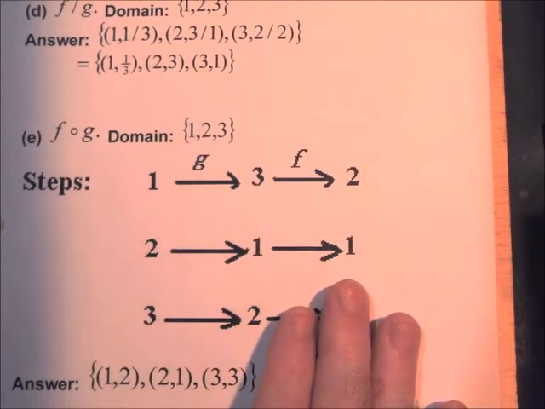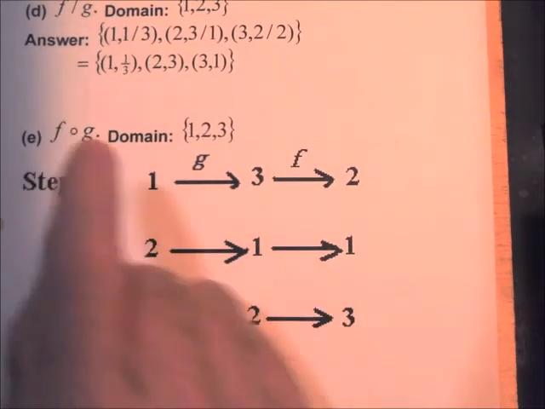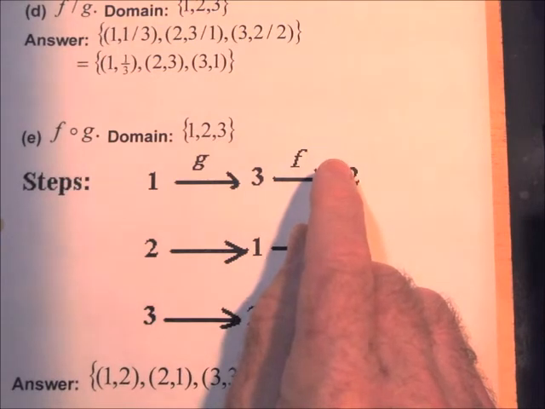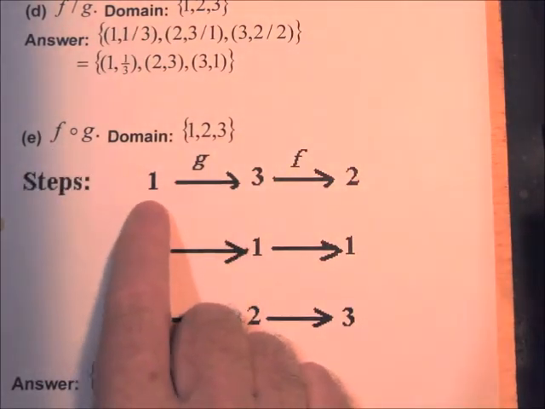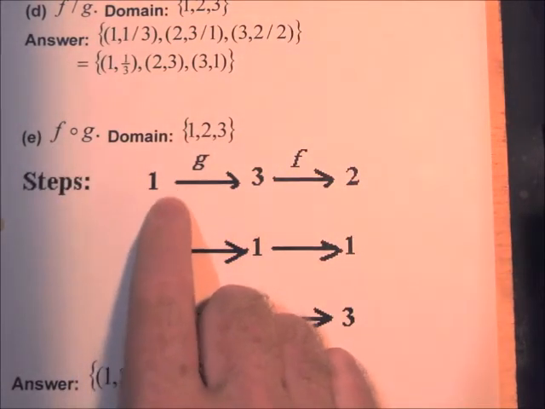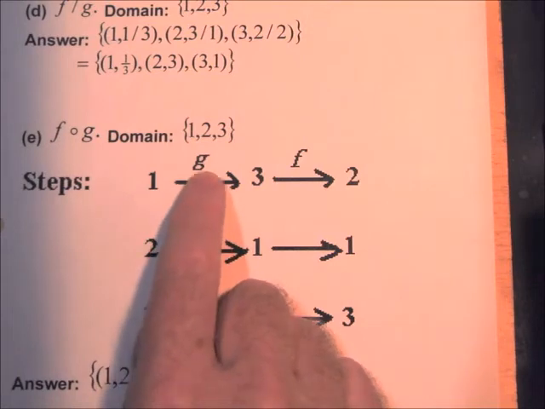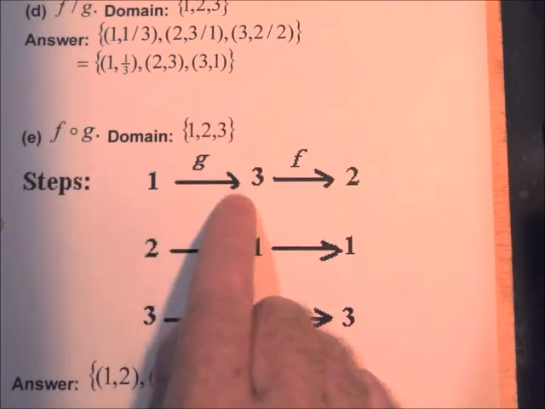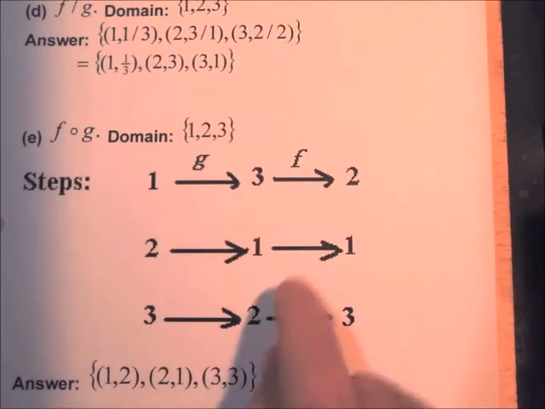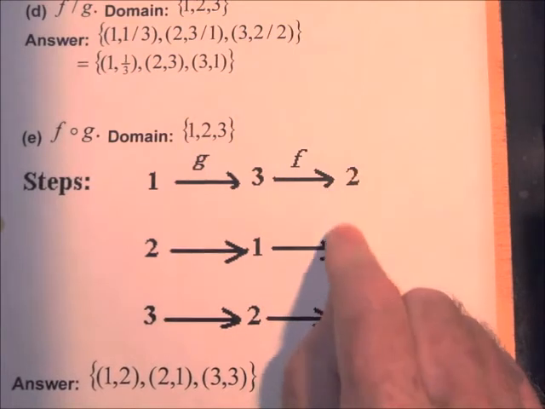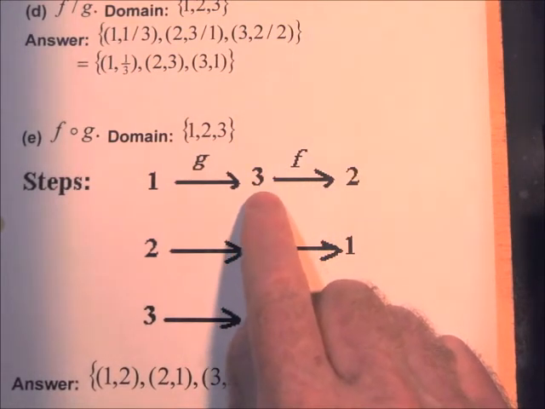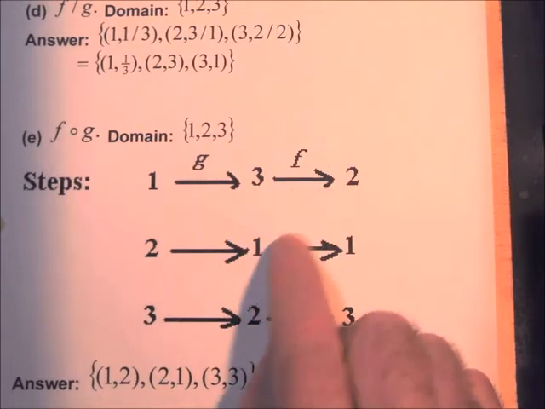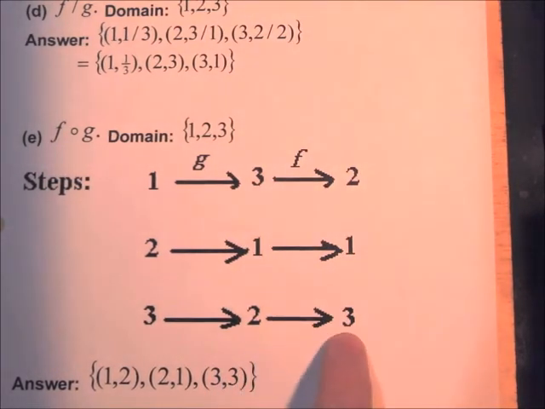Composition, f composed with g. So we want to do the second function first. The outputs for g become the inputs for f. So for the inputs 1, 2, and 3, applying g to those gives outputs of 3, 1, and 2. And then if we apply f to those, take those as inputs for the function f, 3 goes to 2, 1 goes to 1, 2 goes to 3.